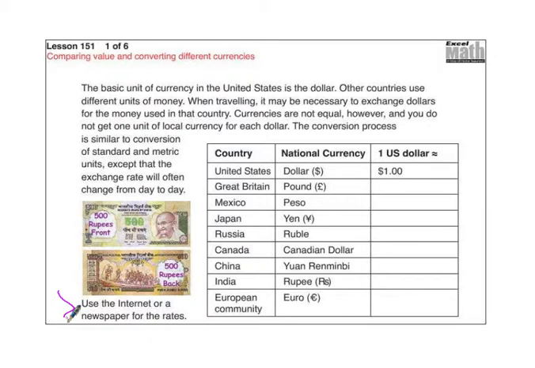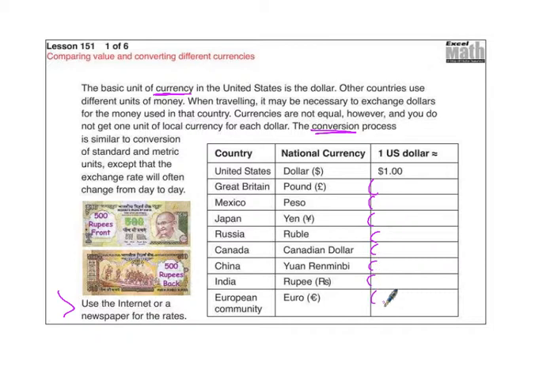So what we want you to do is go on the internet right now and type in currency and conversion. Type those two words into Google, and I bet you're going to get a bunch of websites. They're going to tell you what today's conversion rate is, and then you're going to fill those in here, for each one.